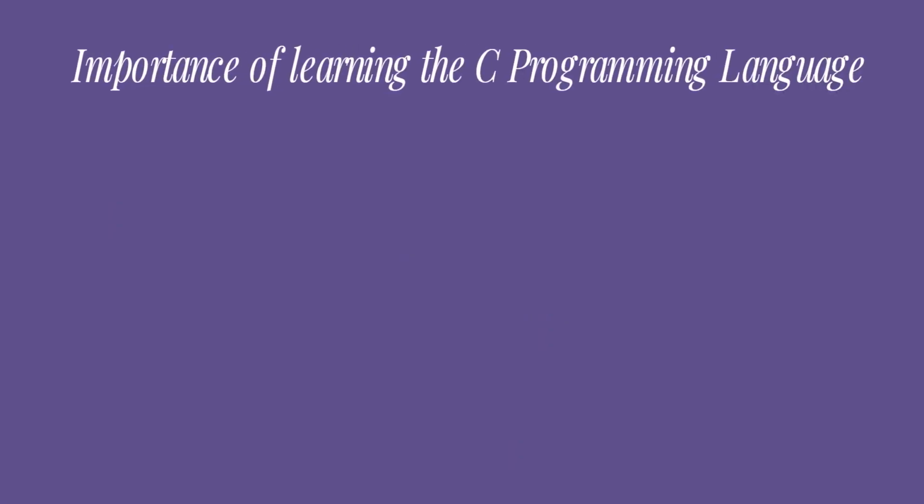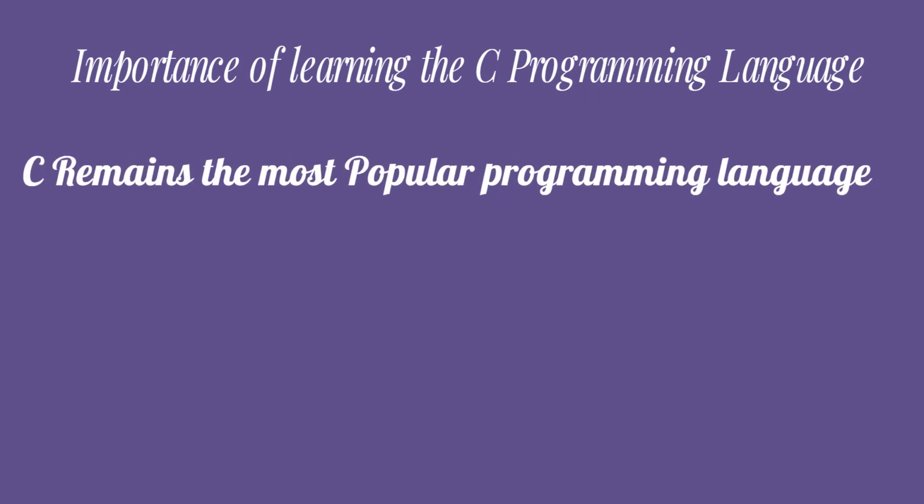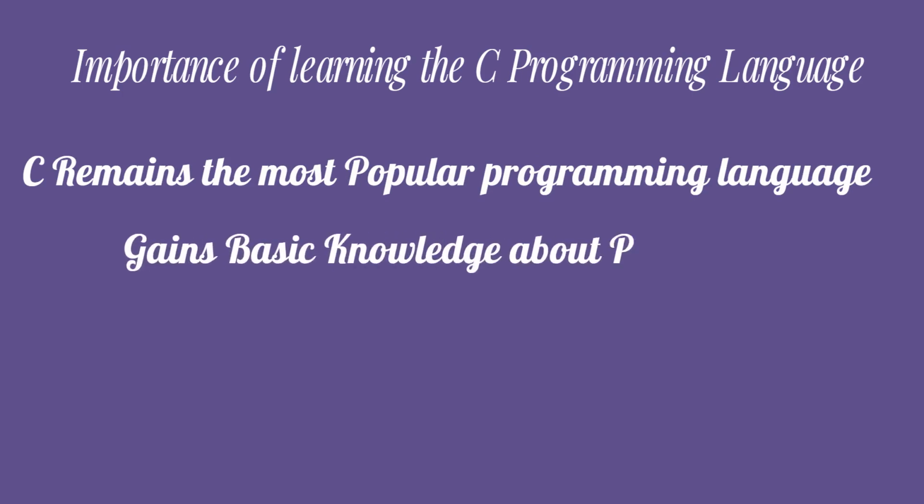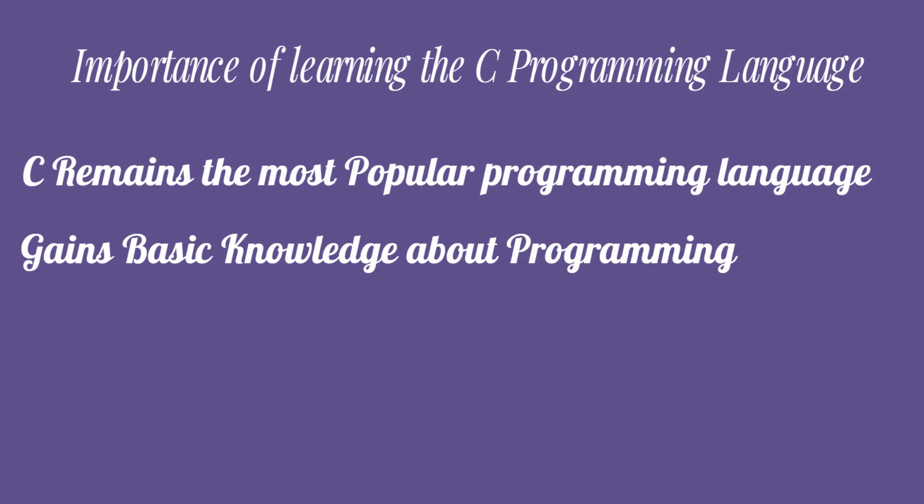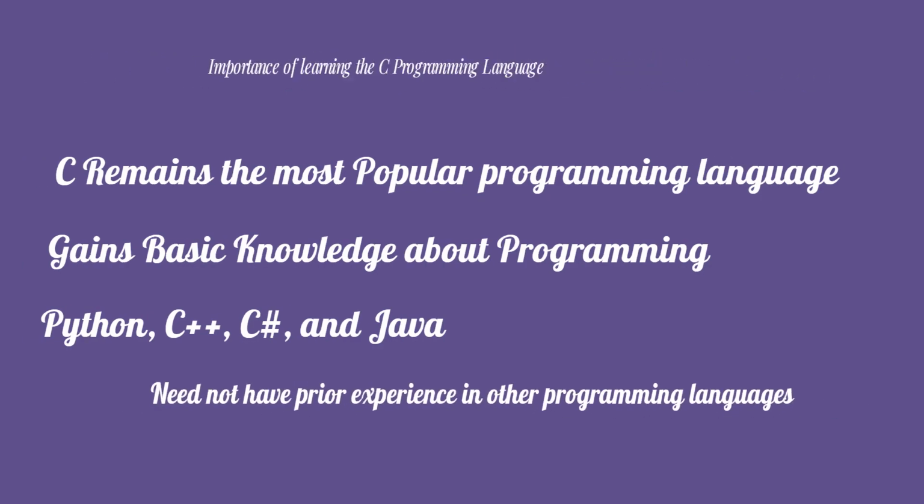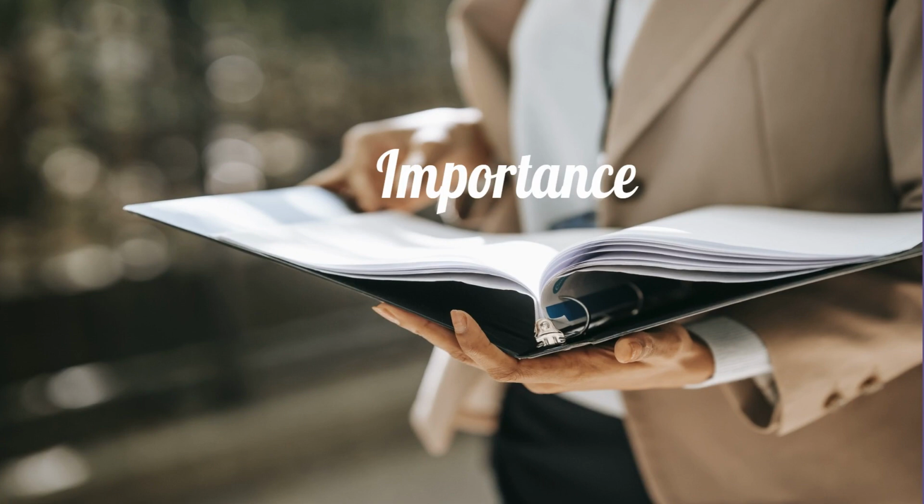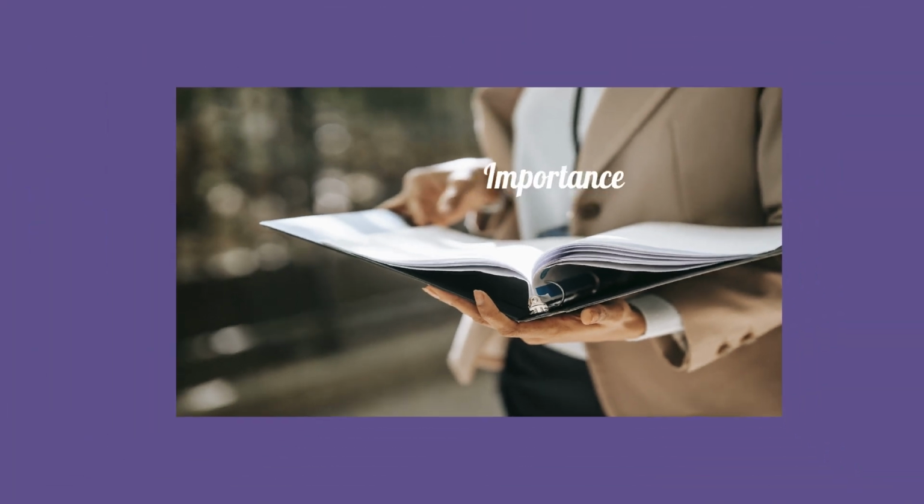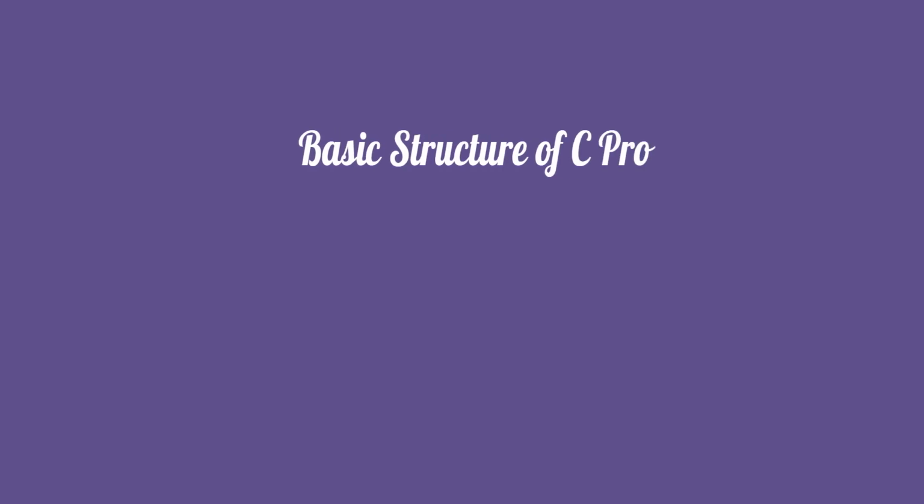Now, let's see the importance of learning the C programming language. Among the various programming languages, C remains the most popular one globally. Learning C helps the learner gain basic knowledge about programming languages, making one quickly learn other programming languages like Python, C++, C#, Java, etc. To learn C, one need not have prior experience with any other programming language. With such importance associated with the C programming language, let's see the basic structure of the C programming language.